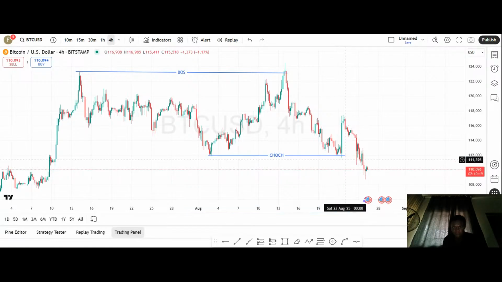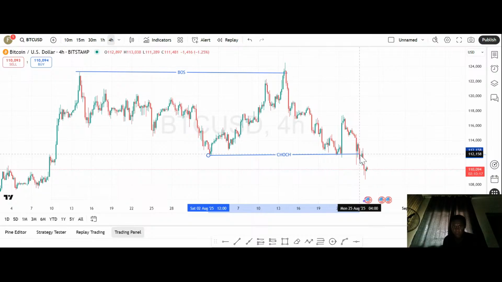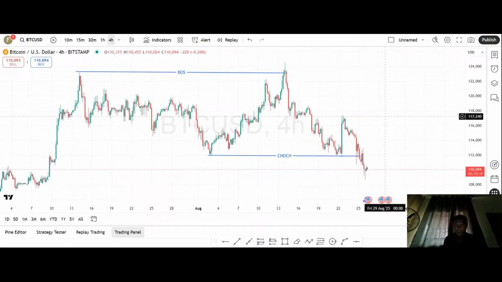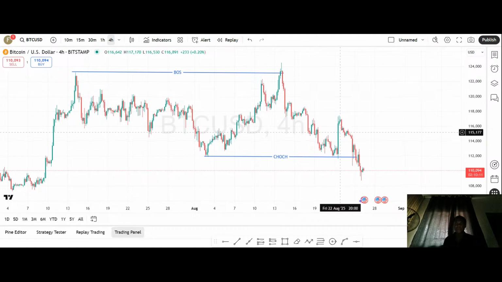This market now is ready to sell. This BTC now is ready to sell, full time, 100%. I will even trade this. So look at this thing now. Look at this pair very well now, right?